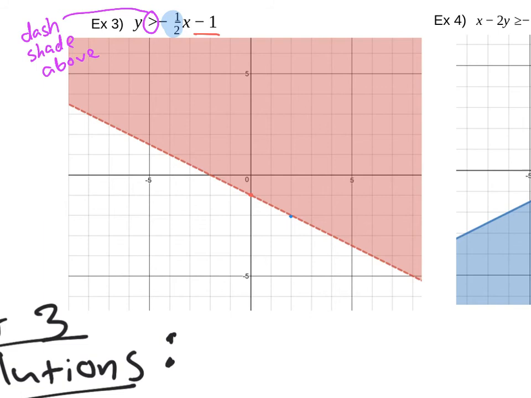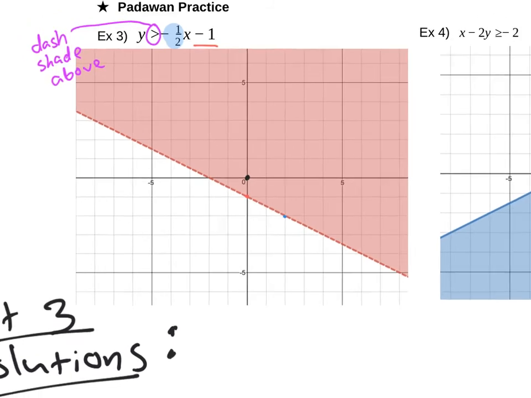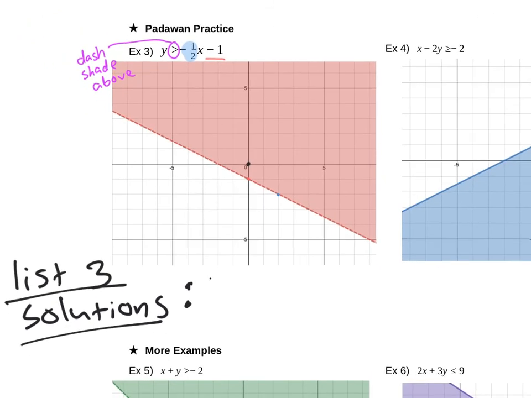Three possible solutions. Well, what about this point right there? 0, 0. Is that a solution? Yeah, it's in the solution region. If we tested it, we would have 0 is greater than negative 2, which we learned is true. 0, 0 is a solution.